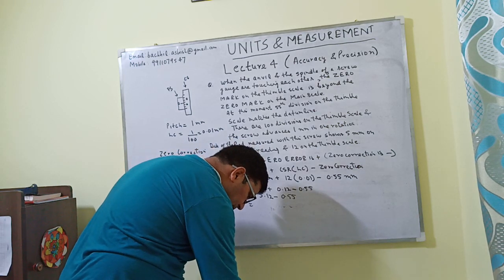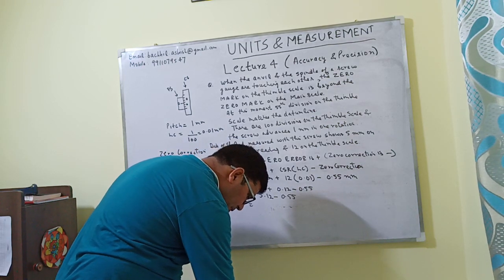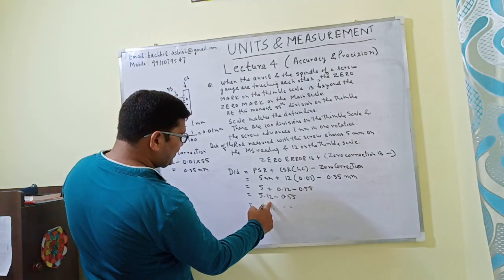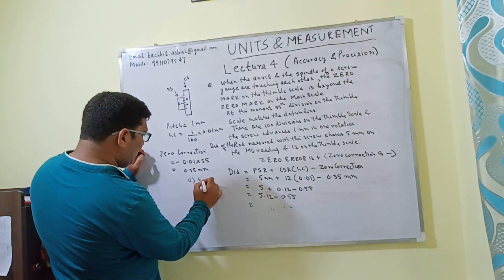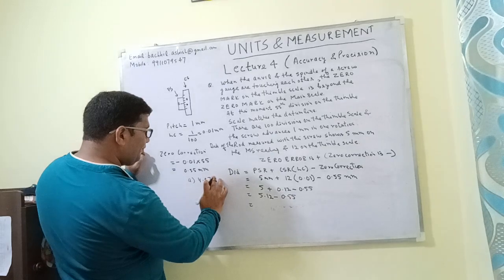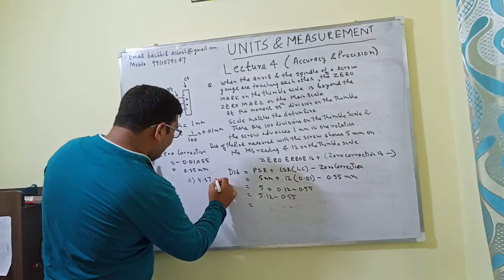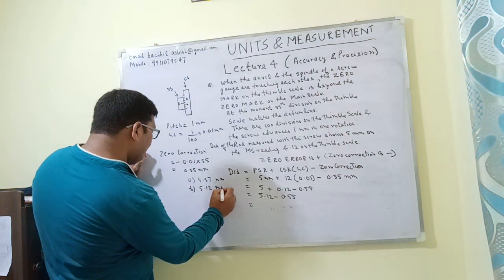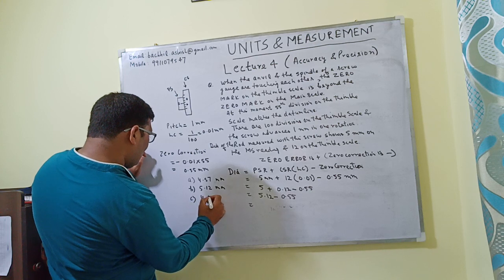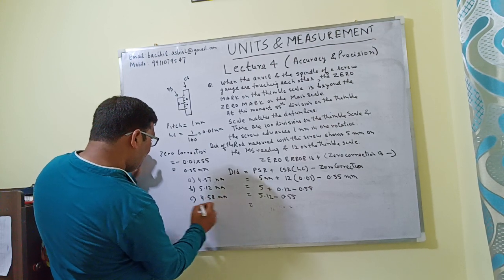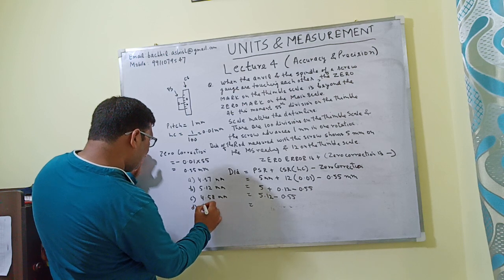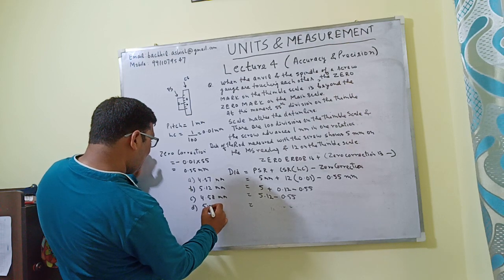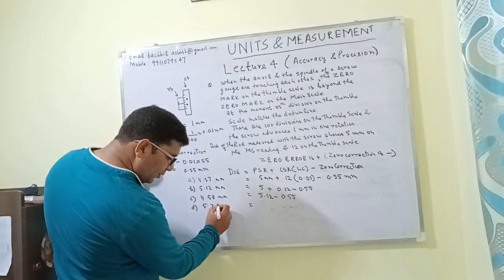Let me check the answer also here. There are 4 options given here. A is 4.57 mm. B is 5.12 mm. C is 4.58 mm, and D is 5.24 mm.